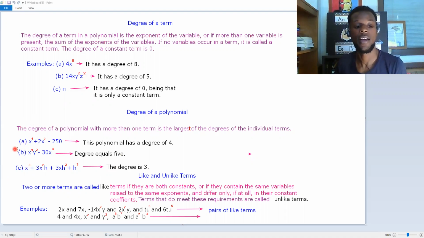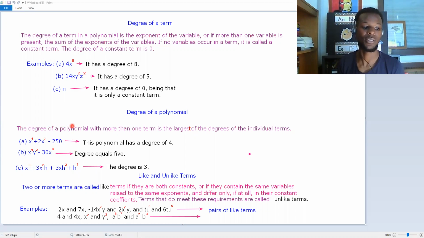Example A, we have x to the 4th plus 2x squared minus 250. Now looking at the individual terms, the first term in example A has a degree of 4. The second term has a degree of 2. And the third term is only a constant. So let's look back up here again. The degree of a constant is 0. So the 250 has a degree of 0.